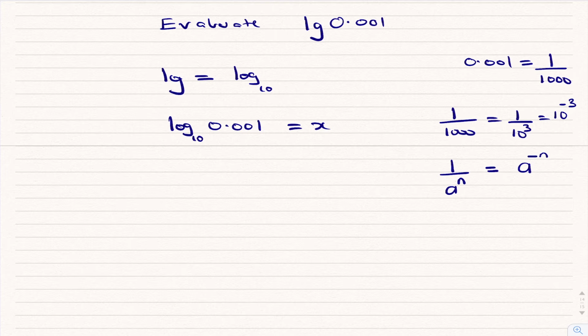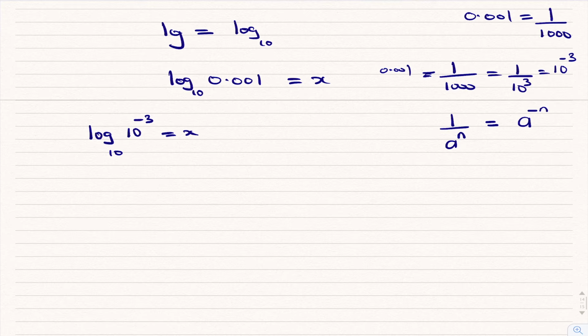So now I'm going to put that back into our log. That's 0.001. So I've got log of base 10, 10 to the power minus 3 equals x. So I'm going to now raise. I'm going to transform that into indices, exponent. So that'll become 10 to the power of x equals the level, 10 to the power minus 3, because 10 to the power minus 3 is the level.